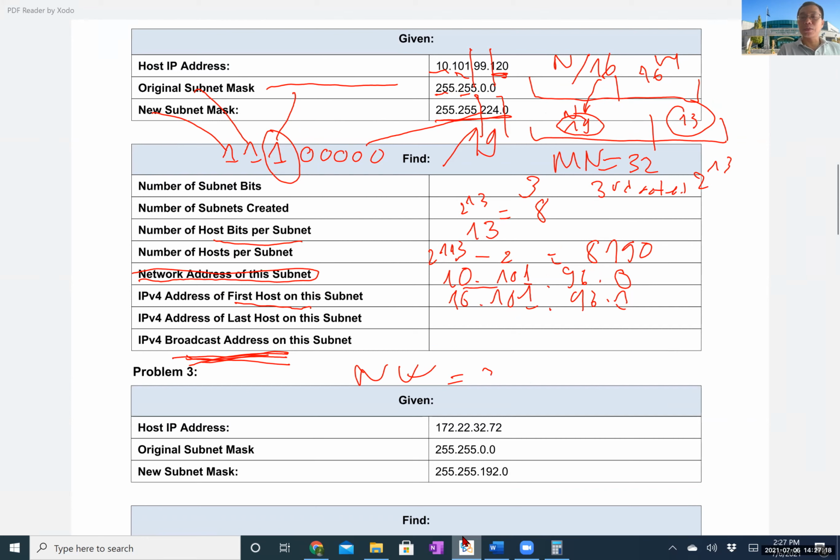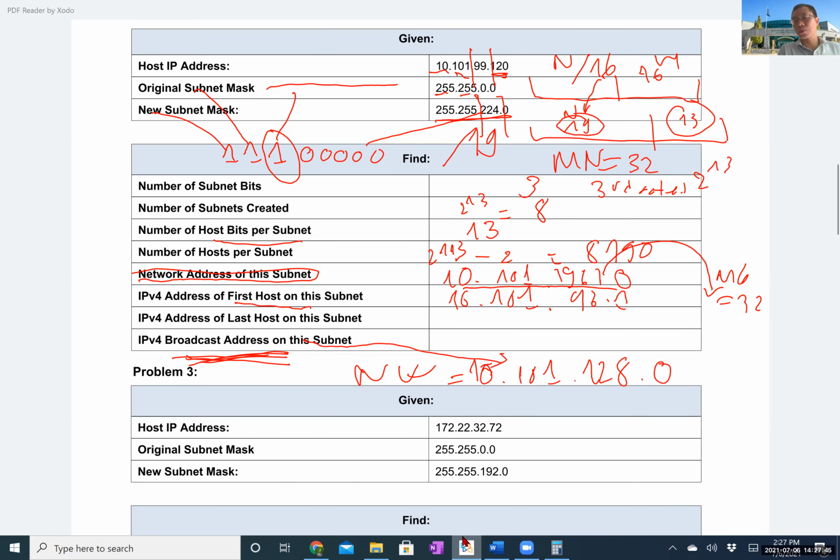This one is the network address, and the magic number here is 32, in the third octet. So we just add the magic number to the third octet. We have 96 plus 32, which gives 128. So the network address of the next one is 10.101.128.0. The broadcast address is the one that comes right before this one.